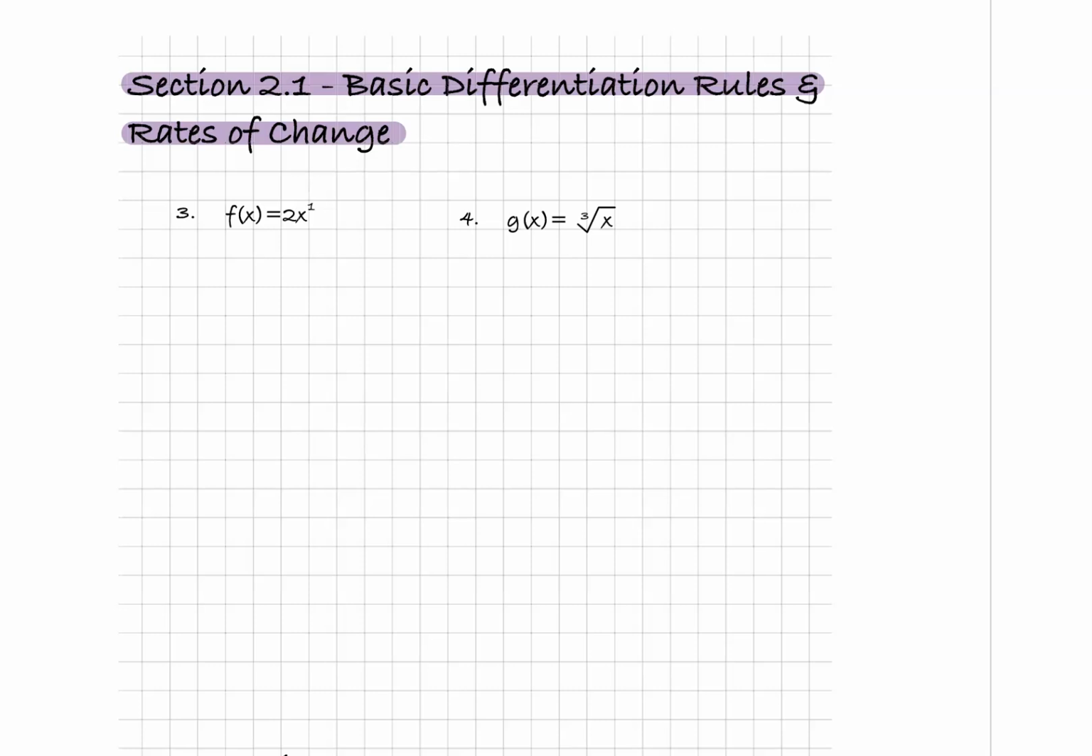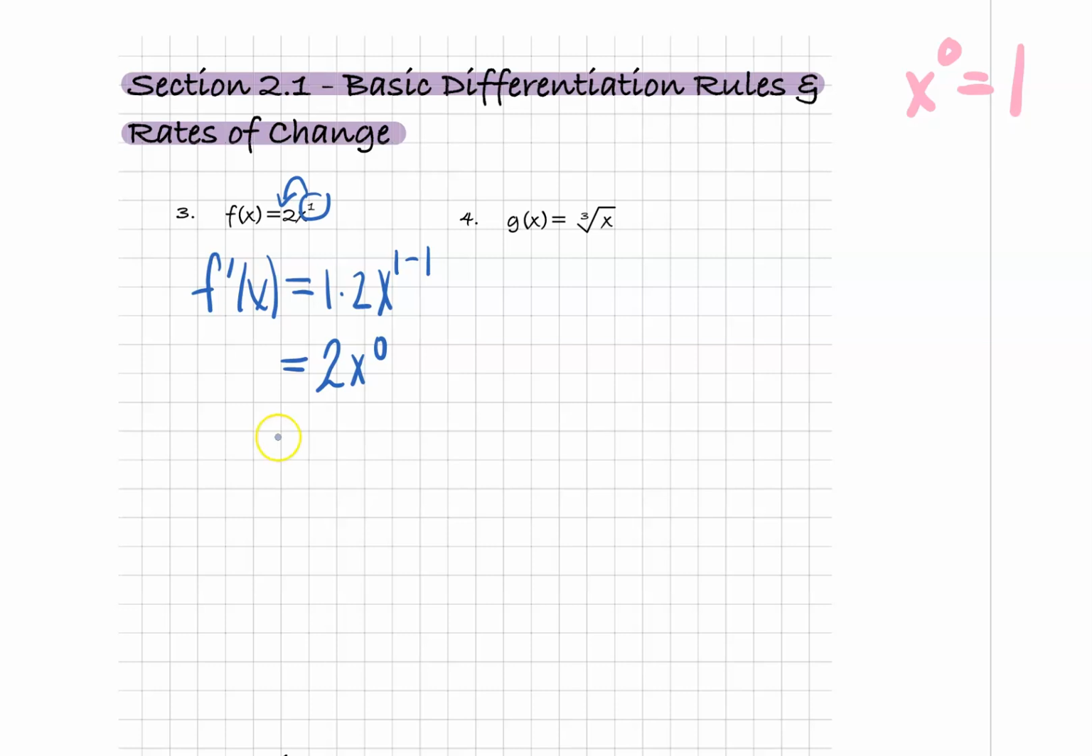Again, I want to find the derivative. So number 3 says f of x is equal to 2x to the first power. All right, so I'm going to find f prime of x. I'm going to say f prime of x is equal to, I'm going to bring that exponent out front. So it gives me 1 times 2, x to the 1 minus 1. Clean that up. That's just 2x to the 0 power. Now remember from algebra 1, anything to the 0 power is just 1. So I further need to clean this up because this would be equal to 2 times 1. So it would just give me a value of 2.